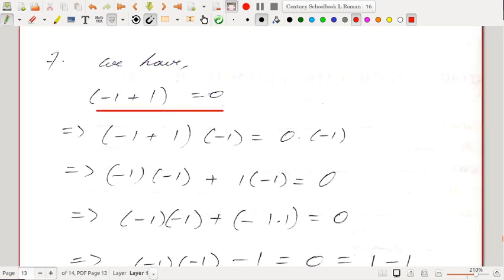Then the next one, we have to show that minus 1 into minus 1 is 1. Okay, so we have minus 1 plus 1 is 0. So minus 1 plus 1 into minus 1 is what? 0 into minus 1. These two elements are same, so their product with minus 1 will also be the same.